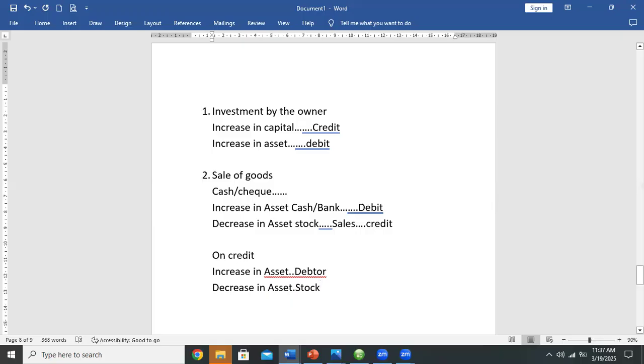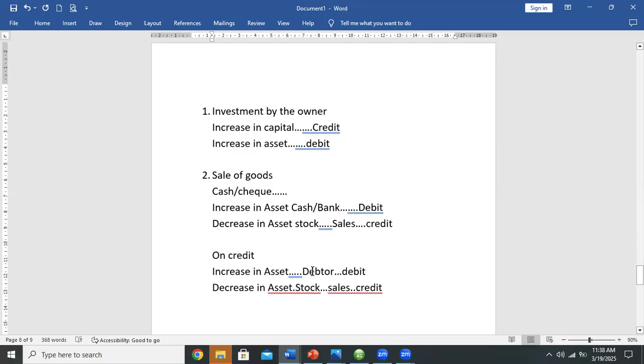So in this circumstance, what you do is you open the debtors account, the asset is increasing. So what do you do? You debit. And then the decrease in stock, again, we open what? Sales account, and we credit sales account. So you see that in the sale of goods transaction, we always open sales and credit it. And there's always a decrease in asset stock. But the corresponding increase in asset may be cash, bank, or debt.